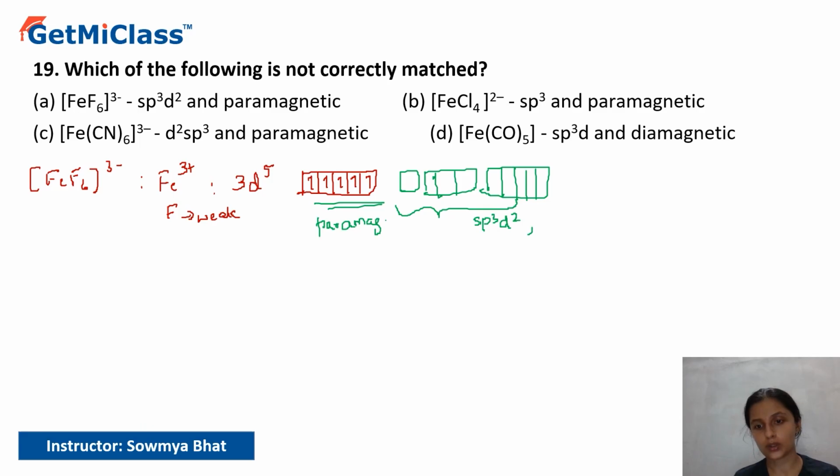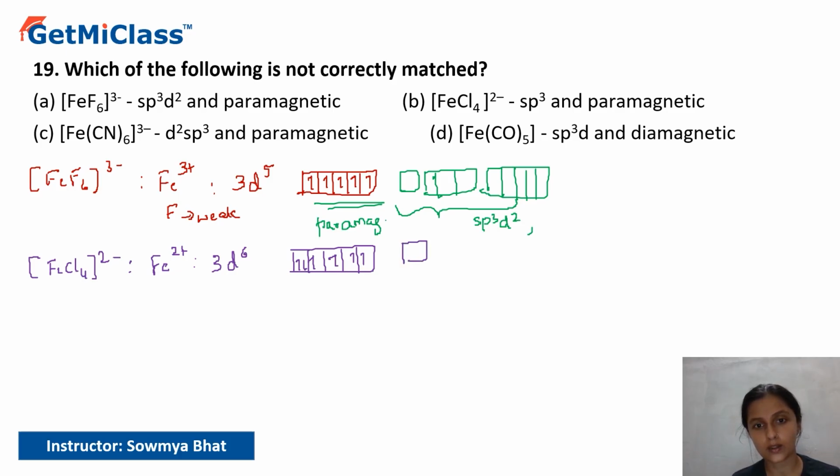The second option which we have here is FeCl4 2 minus. Iron is in +2 oxidation state, so the configuration is 3d6, and if we are going to fill up the electrons like this, we have 6 electrons here, and there are 4 chlorine ligands. So they are going to make use of 4 hybrid orbitals. That's 3 hybrid orbitals from here and 1 here. So it would be sp3 hybridization, and since there are unpaired electrons here, this would be paramagnetic.